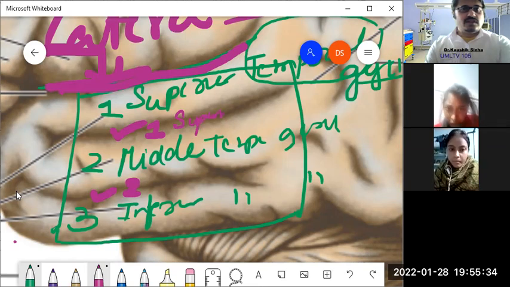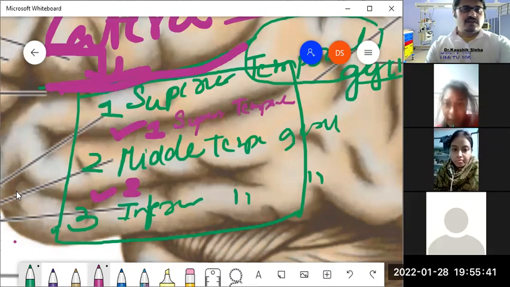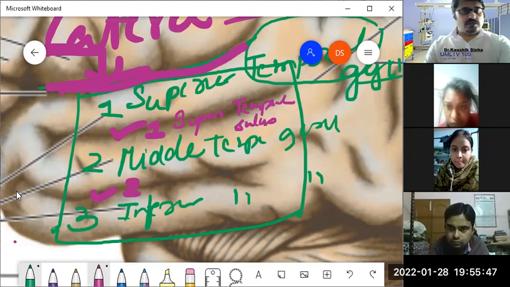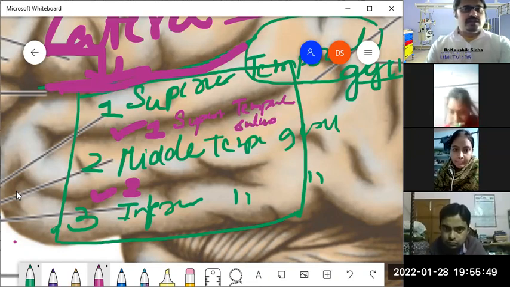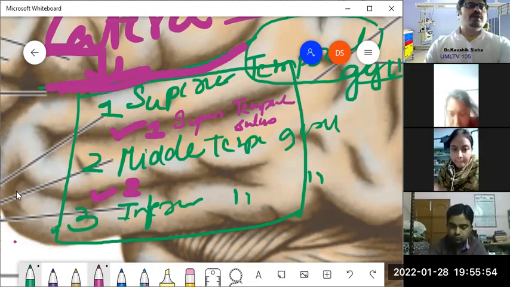Temporal. Correct. Temporal, then? Sulcus. Correct. Absolutely correct. Superior temporal sulcus. So the superior temporal sulcus is separating the superior temporal gyrus from the middle temporal gyrus.